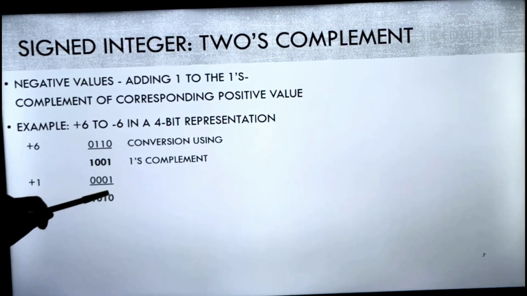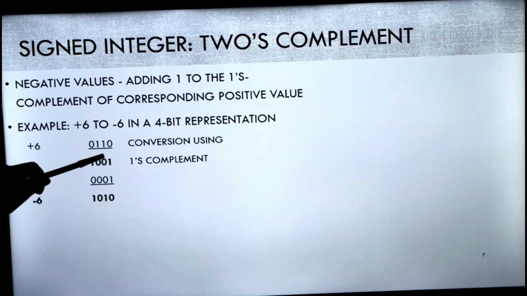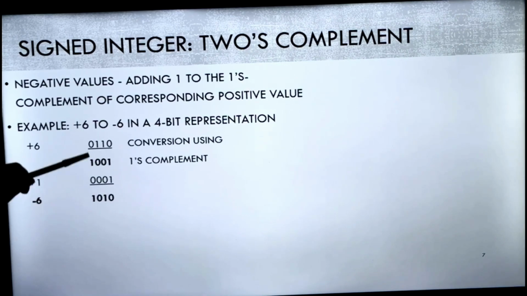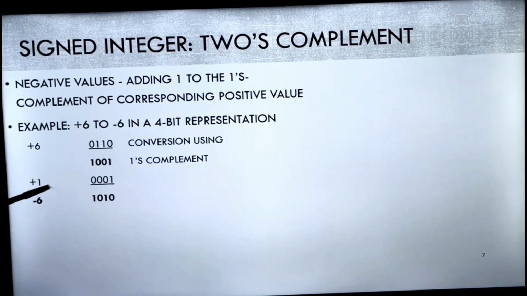So if you add plus 1, then how will it look? 1 plus 1 is 0, then you will have one carry out bit. So 1, 0 is 1, 0, 0 is 0, 1, 0 is 1. So this is your minus 6 in twos complement. I hope that's clear for you.